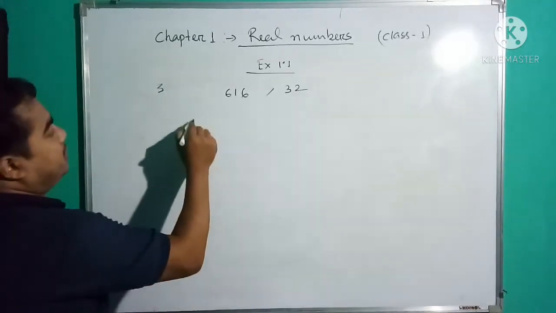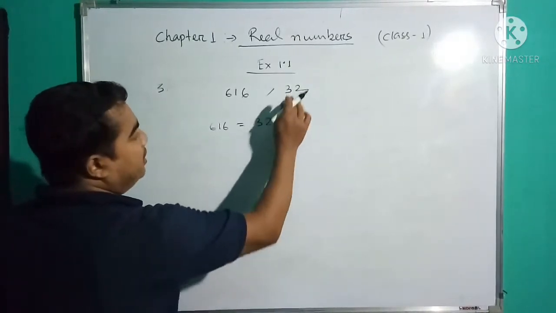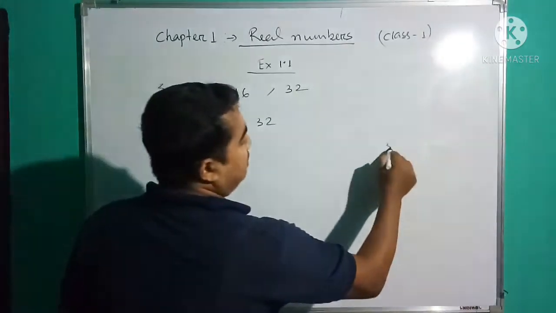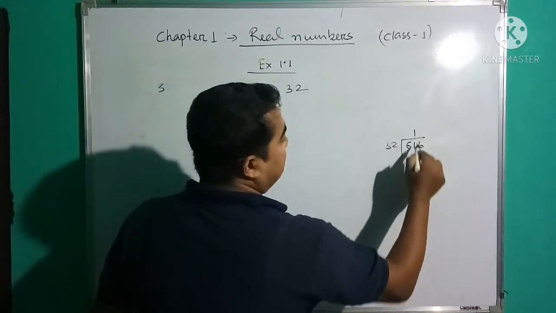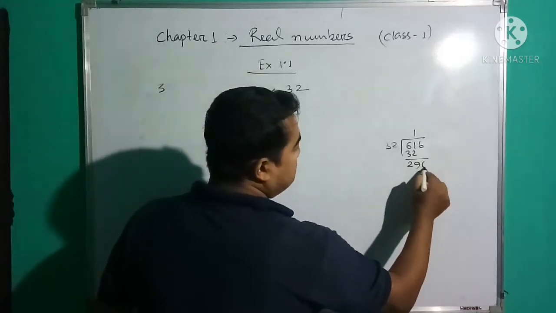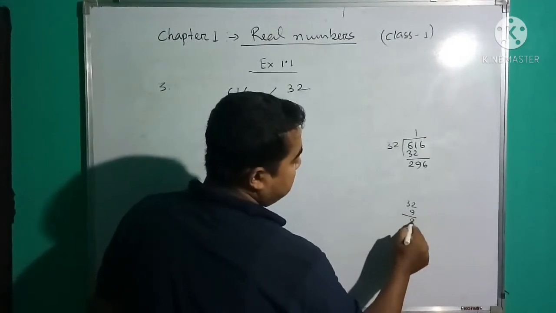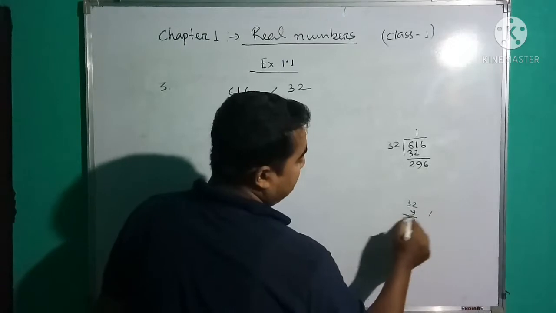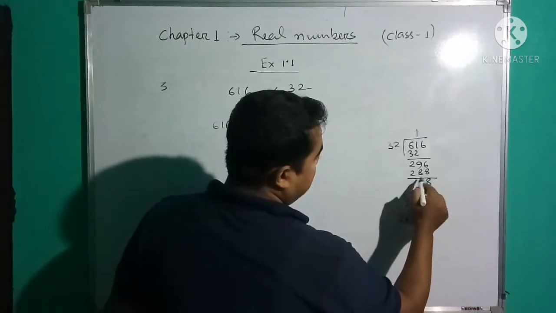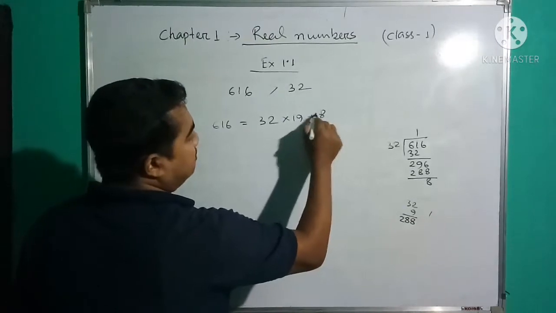Okay, write 616 on the left side and 32 on the right side, and divide 616 by 32. How many times does 32 go into 616? 19 times, which is 608, and the remainder is 8.